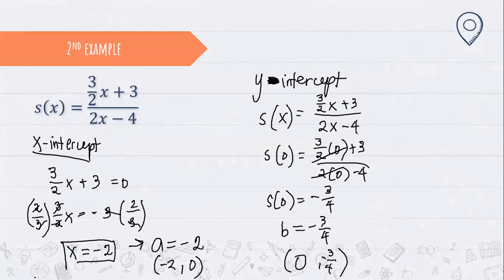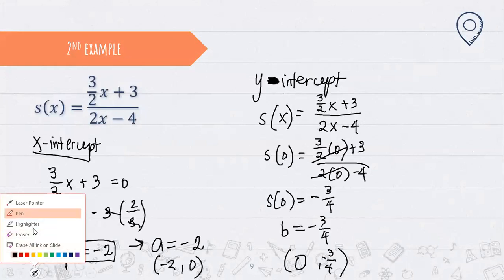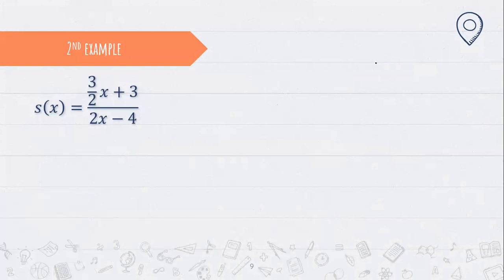Ay, sorry. Clear ko muna. Na-try niyo na ito kanina, di ba, na-simplified na. Find the vertical asymptote and the horizontal asymptote of s of x equals 3x squared... 3 over 2x plus 3 all over 2x minus 4. Hanapin po yung vertical and horizontal asymptote.